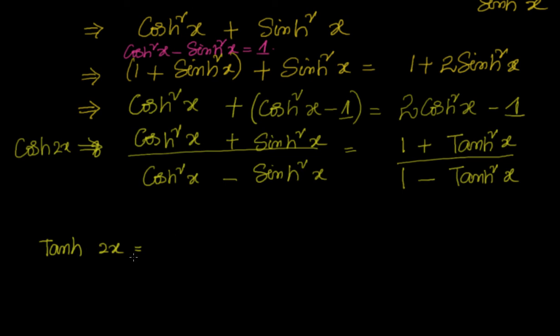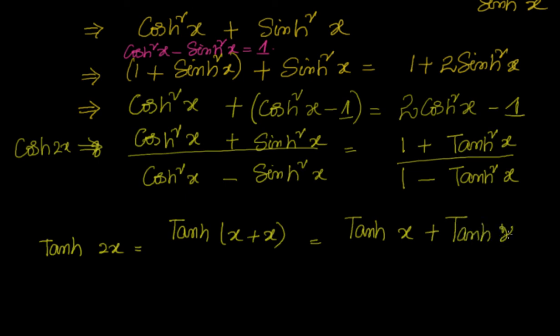Okay, right. Tanh of 2x, now what will it be? I'll just put it in the formula: that is tanh of x plus x. And I know tanh of x plus y is tanh of x plus tanh of y, but my y is equal to x now, so it's again one more x, divided by 1 minus, or plus. See, I got so used to trigonometry. 1 plus tanh x into tanh y, but that's nothing but tanh of y.